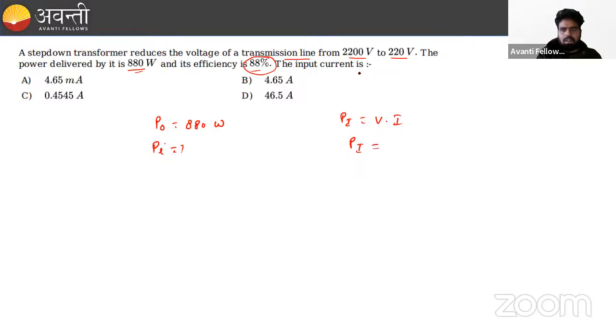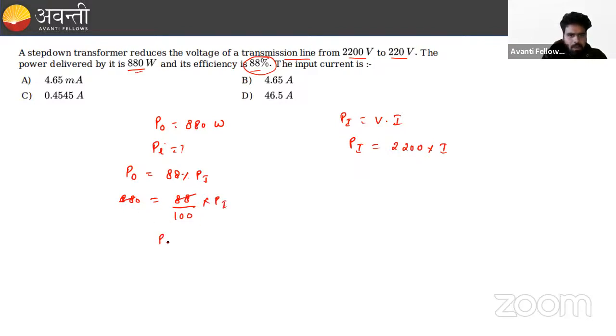The input voltage given in the problem is 2200. So firstly we have to find the power input. How can we get it? That is very easy. The power output is 88% of the power input. The power output is 880, so we can write 880 equals 88 upon 100 times the power input. So the power input will become 1000 watt.